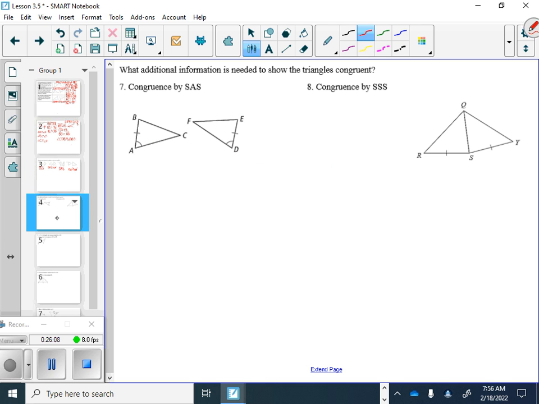For some reason, this came out wrong on your paper, so number 7 is the one to the left. I don't know why it came out that way, sorry. So number 7 is the one to the left, and number 8 is the one to the right. So if you need to write that down.